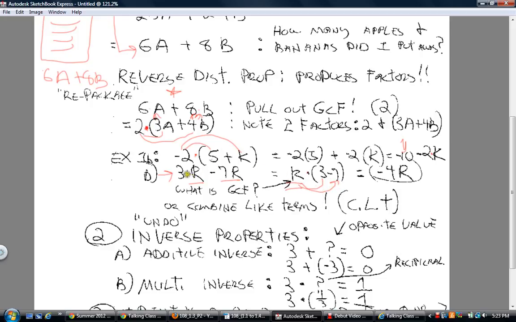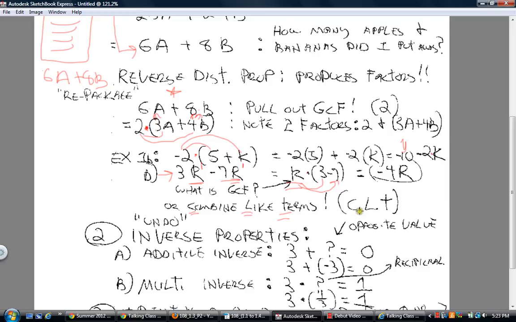A lot of you might look at this and say, wait a second, aren't 3R and 7R like terms? And that's a very true statement, because when you have the same base and the same exponent, which assumes to be 1, you can combine like terms. And when you hear the word combine, I'm going to say it over and over again: CLT, combine like terms, means 3 minus 7 equals -4, and you keep a like term.